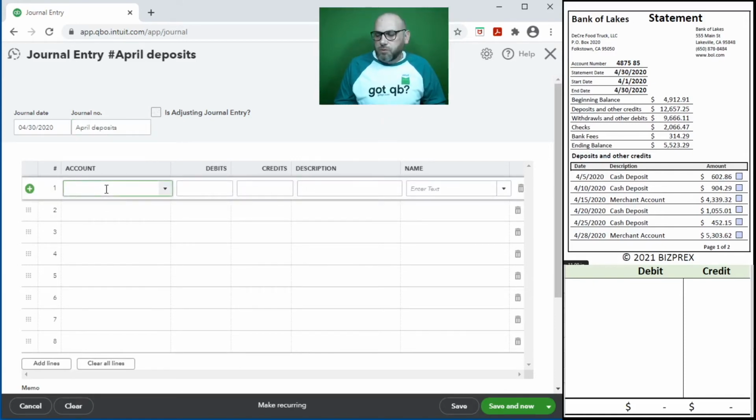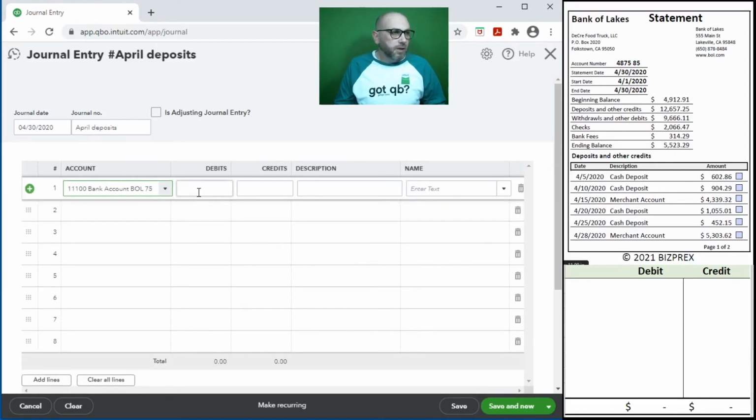All right, so what do we know? We know that our bank account will go up. Being an asset, it has to be debited in order to go up. We know that all of these deposits are sales, so we can do it as a lump sum. They're conveniently added up for us right here. So we can just enter that amount.